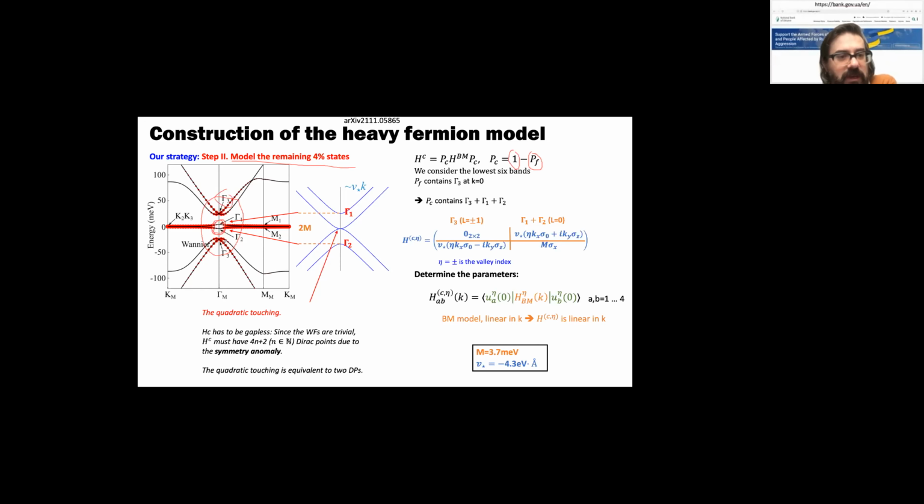Now, these 6 bands had a gamma 3 plus a gamma 3 plus a gamma 1 plus a gamma 2 representation. The heavy fermion states at the gamma point had a gamma 3 representation. Hence, the leftover states at the gamma point, 1 minus PF, have a gamma 3 plus a gamma 1 plus a gamma 2 representation. Hence, they're formed out of a two-dimensional representation, gamma 3 being two-dimensional, and a gamma 1 and a gamma 2. And you can see that the Hamiltonian is a 4x4 Hamiltonian of just these conduction states that are not given by the heavy fermion. And there is a very simple form of these states.